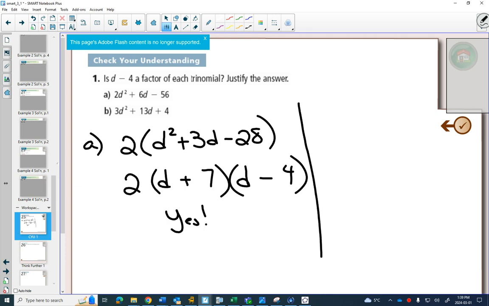However, in a question like this one, this is another way that you could do this question. If you were checking if d minus 4 is a factor, well, if one of them is d minus 4, and this is what I started with, does it make sense that the only way my first one would be 2d squared is if I had a 2d there? And the only way I would get negative 56 is if this was plus negative 4 times 14.